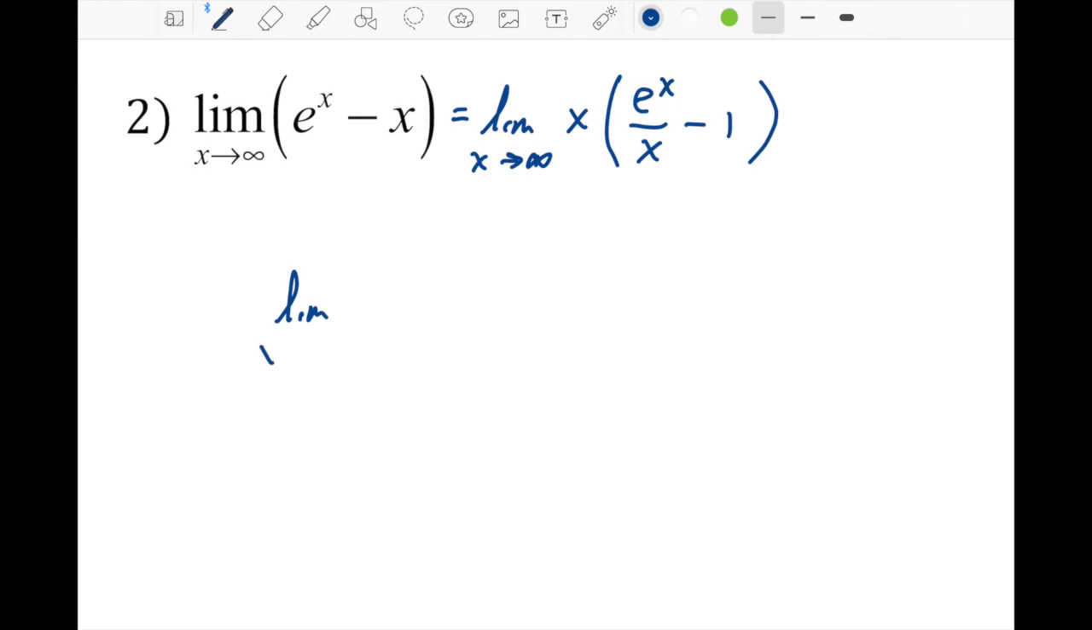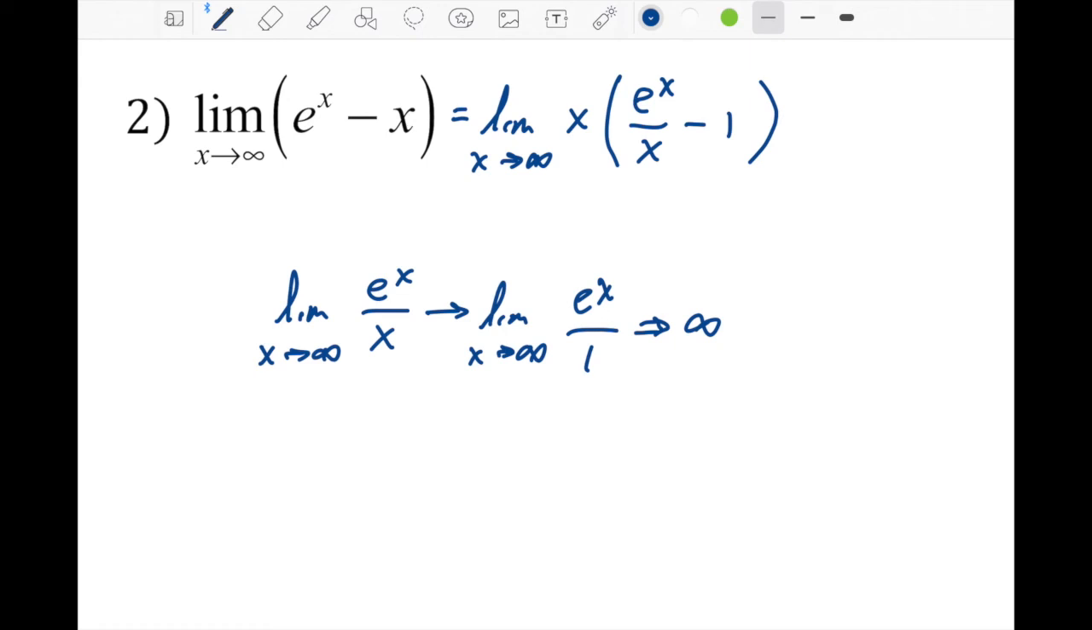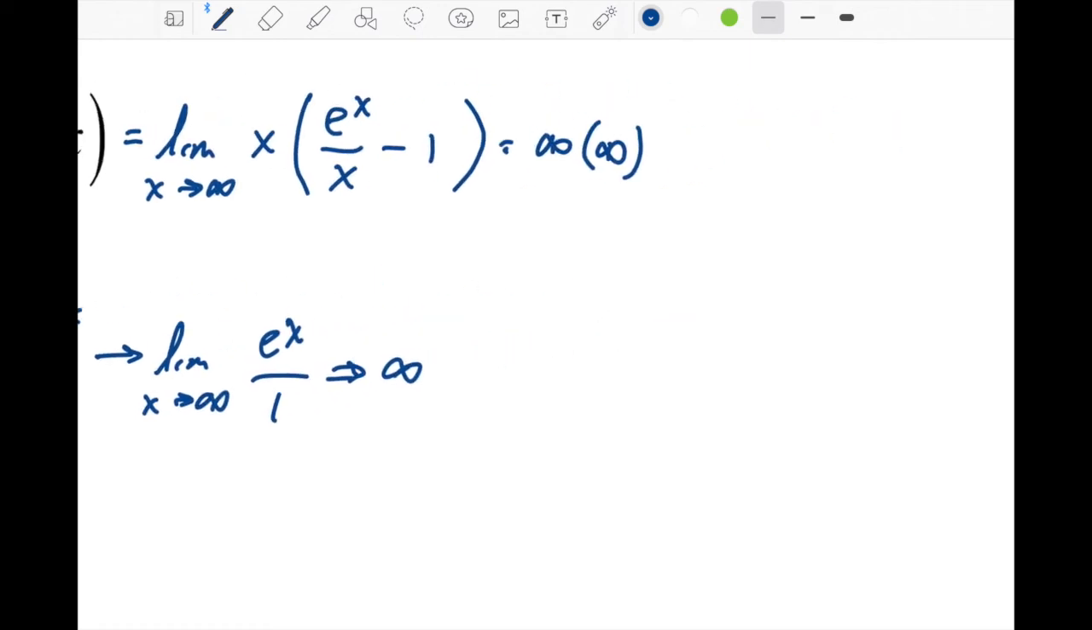Let's evaluate that by itself. So the limit as x approaches infinity of e^x over x, we can apply L'Hôpital's rule. That's the limit as x approaches infinity of e^x over 1. Ooh, that gives us infinity. So this really gives us infinity multiplied by infinity minus 1. All right, infinity multiplied by infinity is infinity.